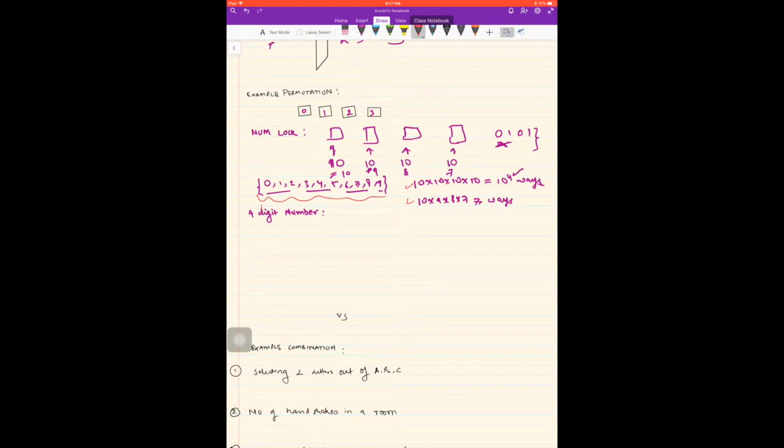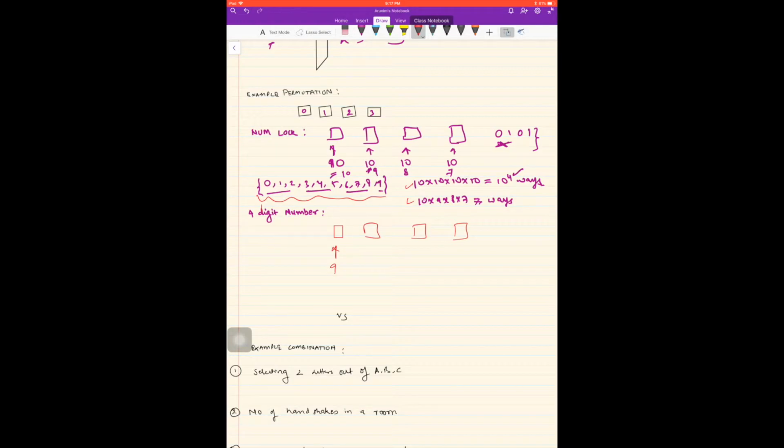Third example: how many 4 digit numbers can you form? So basically you have to make 4 digit numbers. Now how would you do it? Again, you can fill this first box in how many ways? You can fill it in 9 ways.